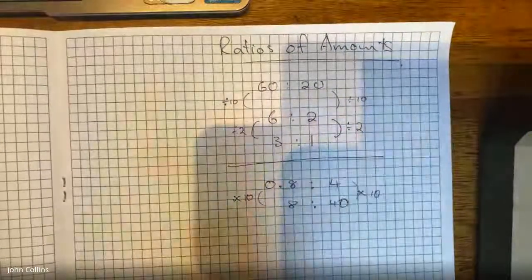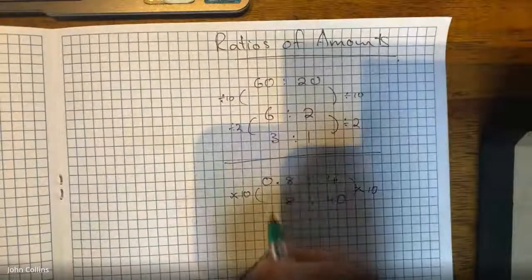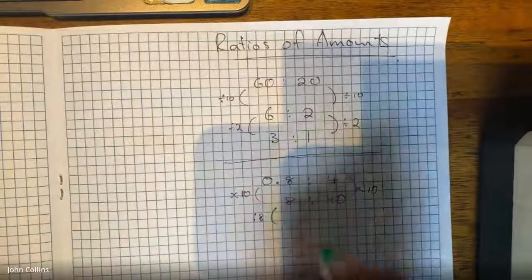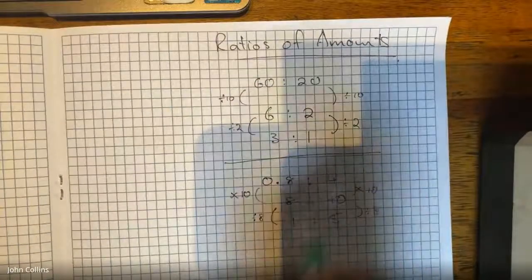So I had to go backwards first. My first step was backwards. I then simplified, so I can divide both sides now by 8. 8 into 8 goes once, and 8 into 40 goes 5 times.